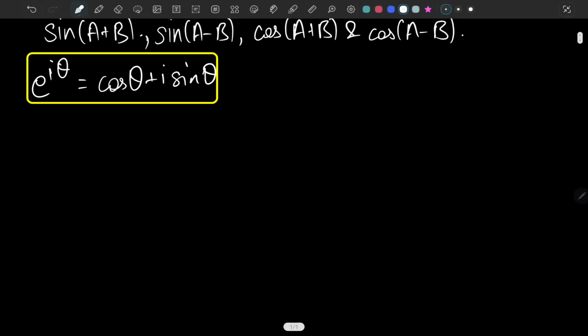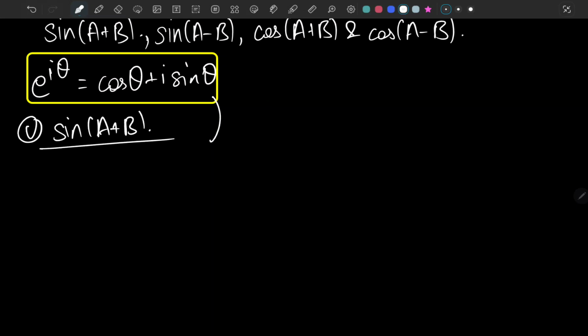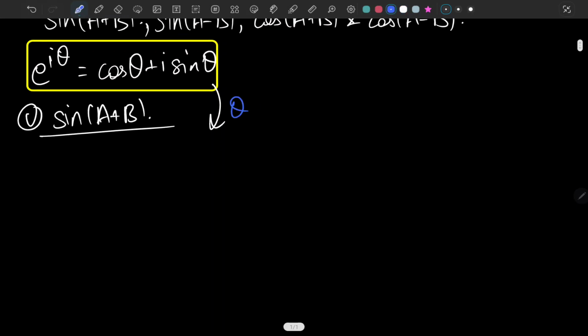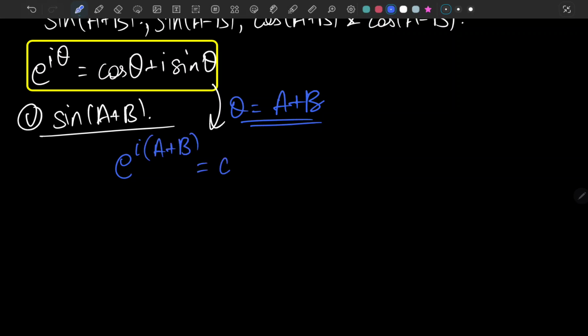Basically we are just going to use this thing. So let's move on to our proof. Firstly we will go with sine of a plus b. I'm just going to use this formula and replace theta with a plus b. So theta is a plus b, so it becomes e to the i times a plus b, which comes out to be cosine of a plus b plus i times sine of a plus b. Okay, so far so good.